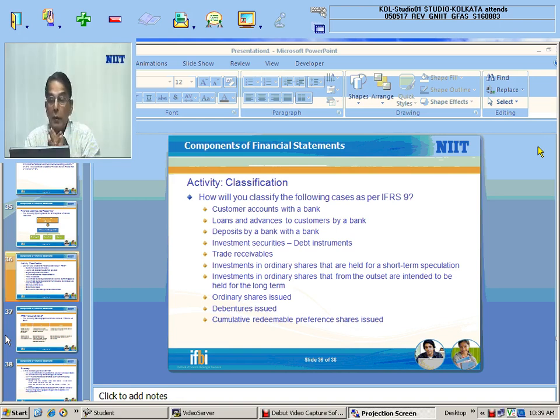So cumulative redeemable preference shares issued also are financial liabilities. These are not equity instruments. These will be financial liabilities at amortized cost. Cumulative redeemable preference shares issued by a company will be considered a financial liability at amortized cost. But ordinary shares issued will be equity instruments.